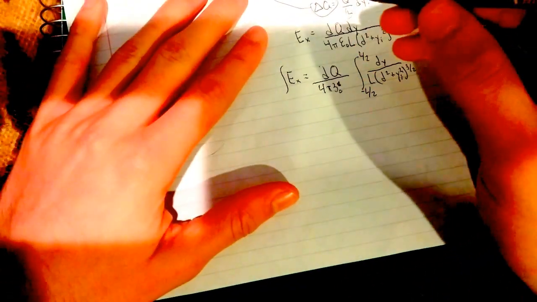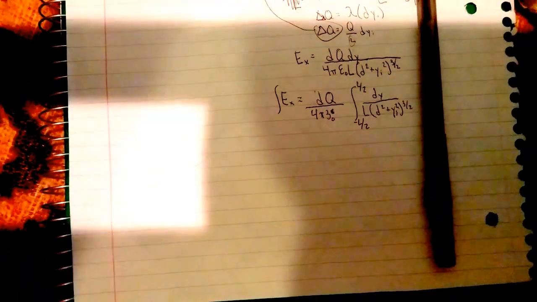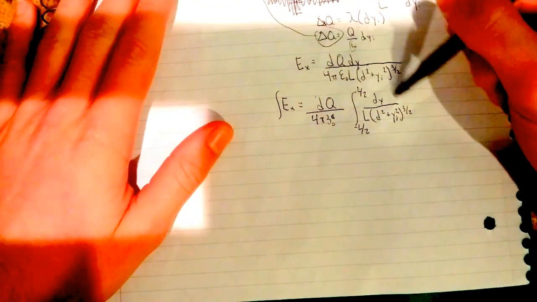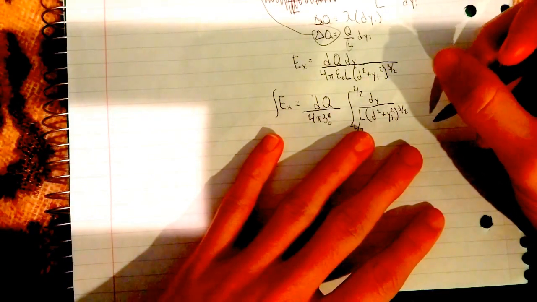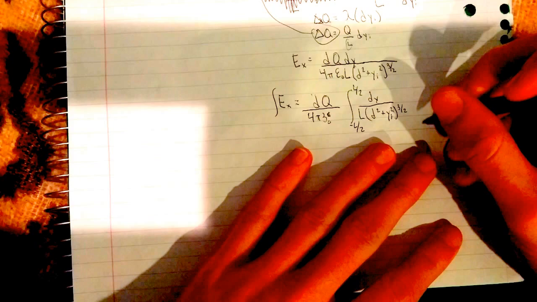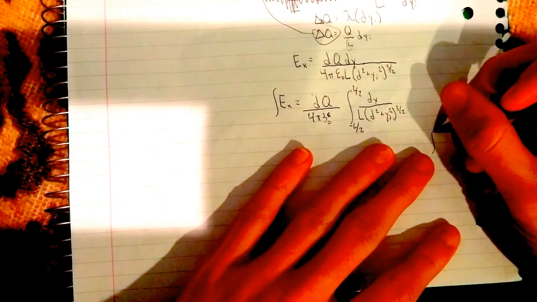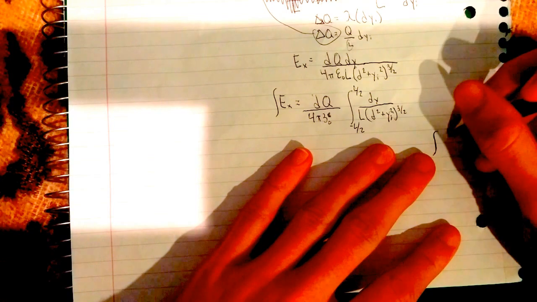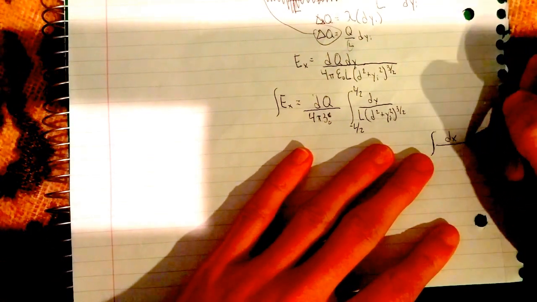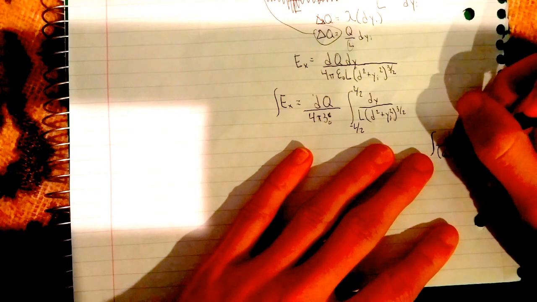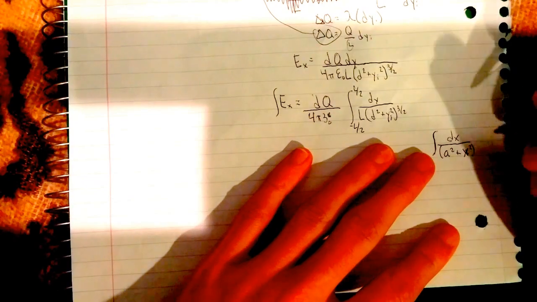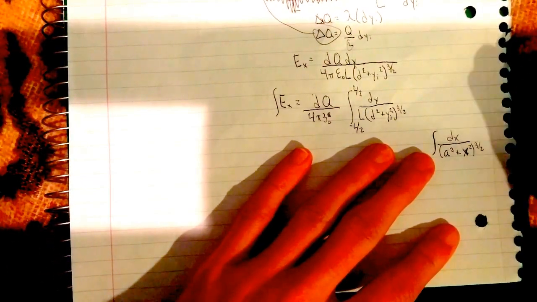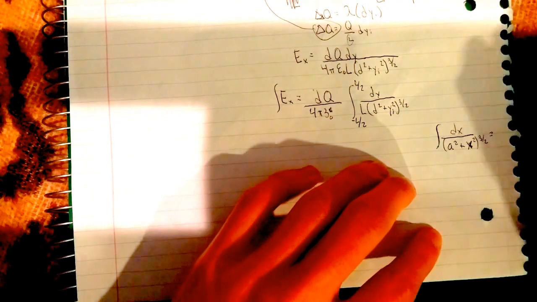So now that we have this, this is where the tricky part comes in. We're going to try to integrate this right here. So we're going to use this shortcut, I guess you could say, which when you're trying to integrate something like that, it's going to be dx over (a squared plus x squared) to the 3/2.